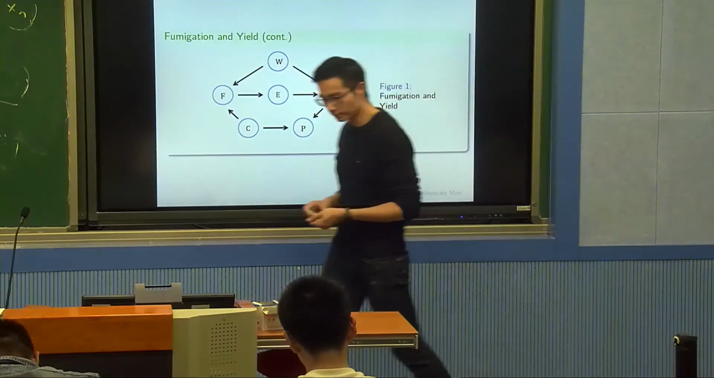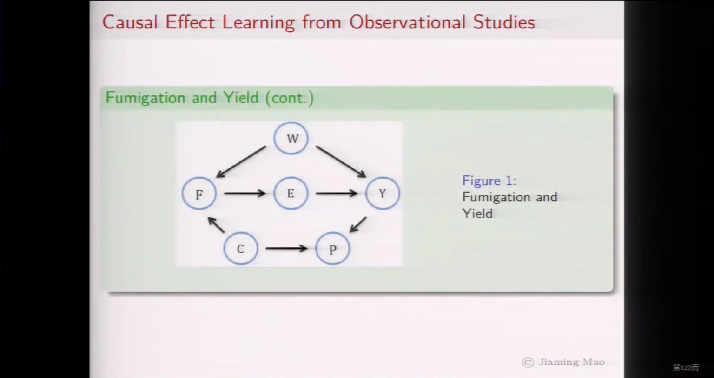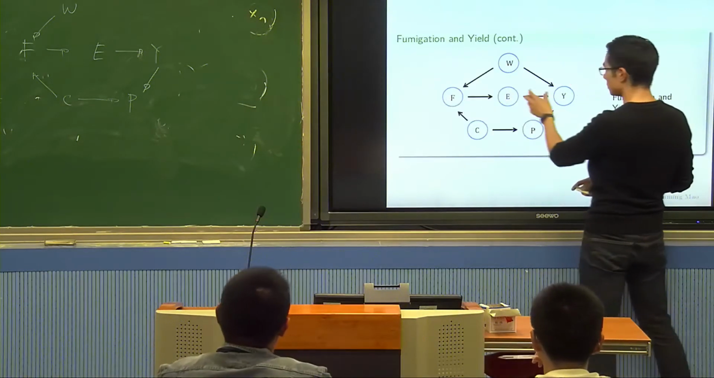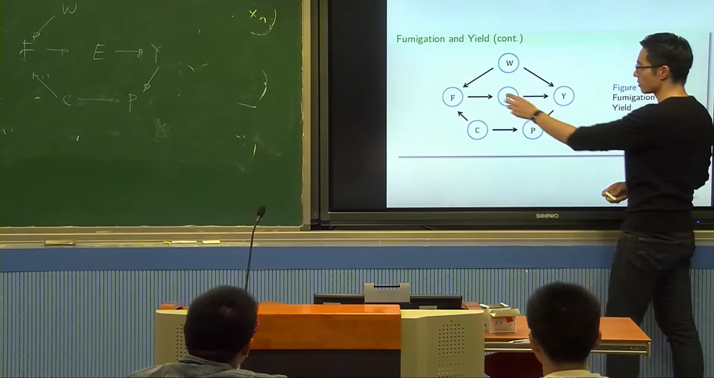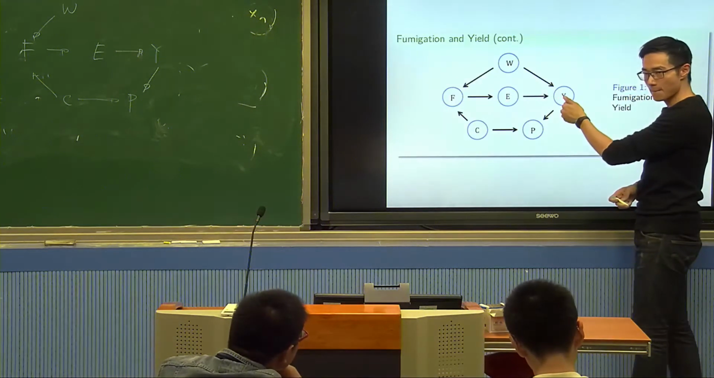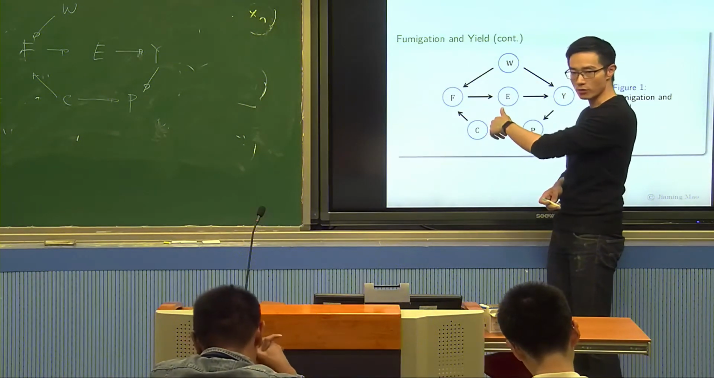All right. So what is the thing I'm interested in? I'm interested in the causal effect of fumigation on the yield. So this link is what I'm interested in: the effect of F on Y. F is binary, 0 or 1, so whether people use fumigation or do not use fumigation.